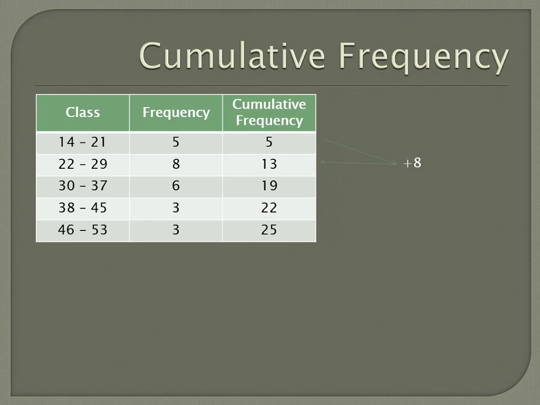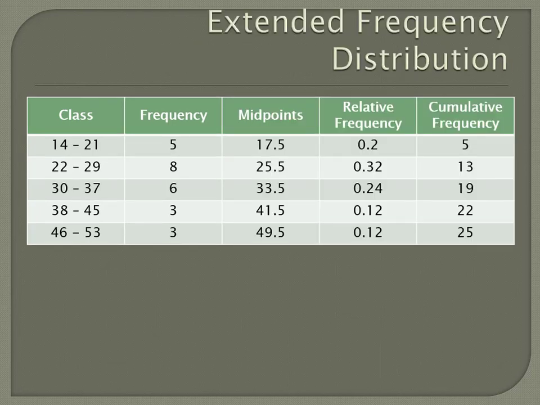Now, the next class frequency is 6. So if I take my 13, add 6 to that, then I get 19. Then if I take the 19, add the next class frequency, which is 3, that gives me 22. And then 22 plus the next class frequency, which is also 3, gives me 25. So that's the cumulative frequency. And if you put that all together, now we have the extended frequency distribution.